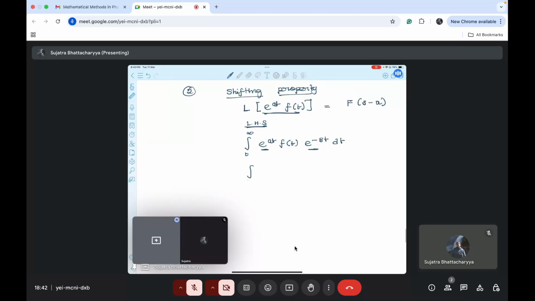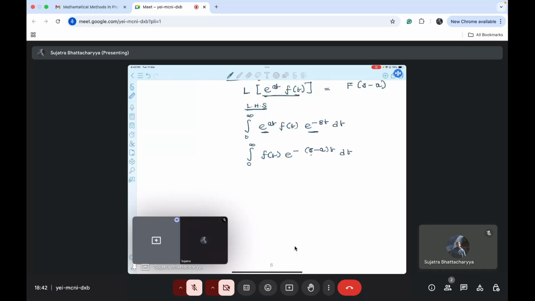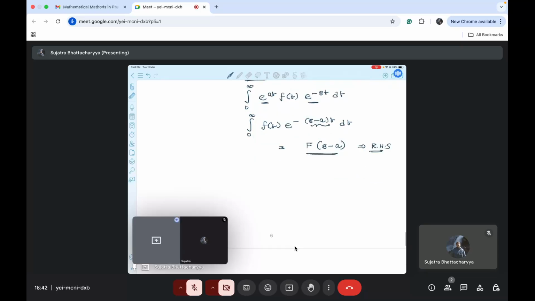We will reduce it to one exponential function, that is f of t times e to the power minus (s minus a) t dt. So instead of writing e to the power minus st, we are writing it as (s minus a) into t. So this we can write as the function F of s minus a. Right? So this is what we are writing. This is nothing but your RHS. All right. So this is called the shifting property.